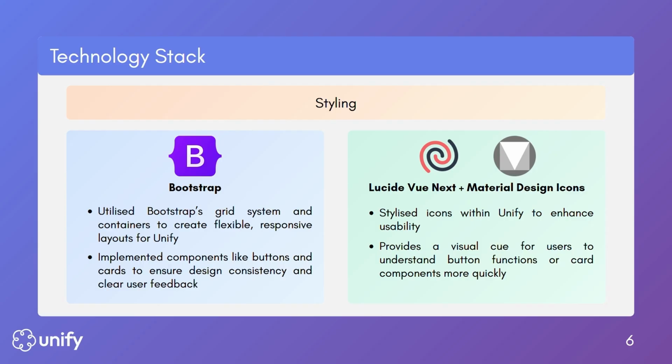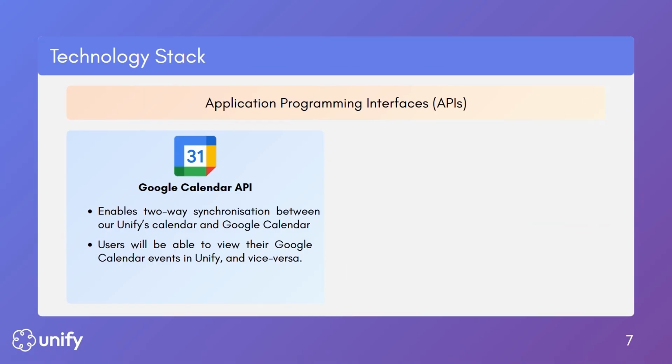We implemented components like buttons and cards to ensure design consistency and clear user feedback. We used Lucid View Next and material design icons to provide visual cues for users to understand button functions or card components more quickly. We used the Google Calendar API, which enables two-way synchronization between our calendar and the Google Calendar. Users will be able to view their Google Calendar events in Unify and vice versa.